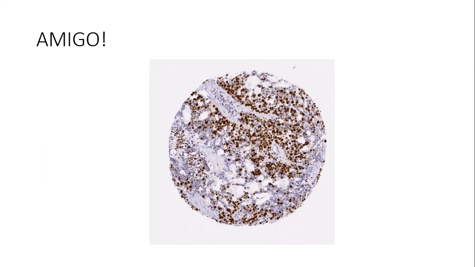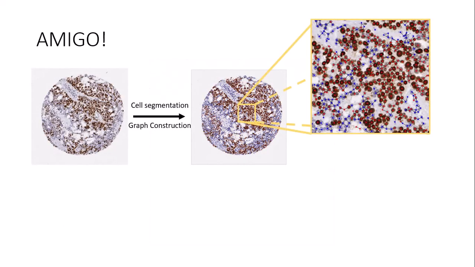AMIGO. In AMIGO, we take the input image, apply a pre-trained cell segmentation to find all the cells and also their cell types. Then we use a graph construction approach to connect each cell to its k-nearest neighbors. You can see an example of this graph in the right figure.